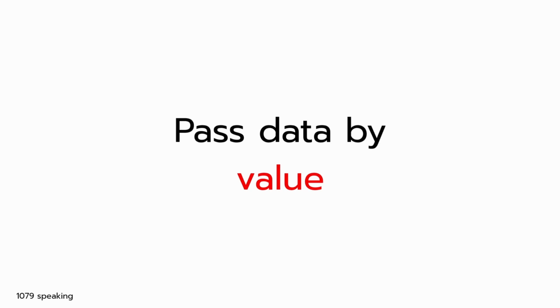Before we move on to the pointers, let's look at how functions normally pass data in C. This is called pass data by value. That means when we send a variable into a function, the program makes a copy of that variable's value. The function only works with that copy, not the original one. So any change inside the function won't affect the original variable in main. Let's see how that looks in code.